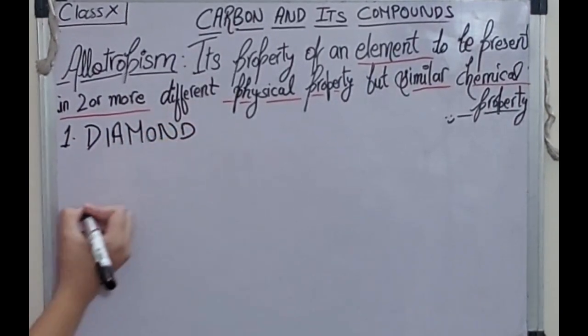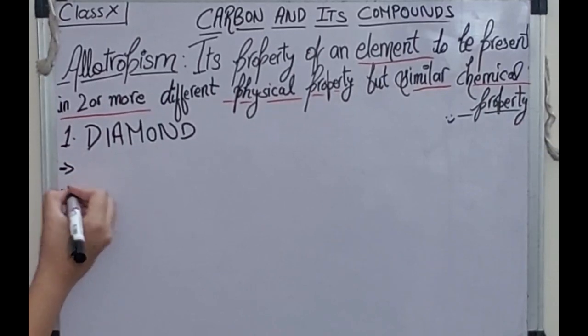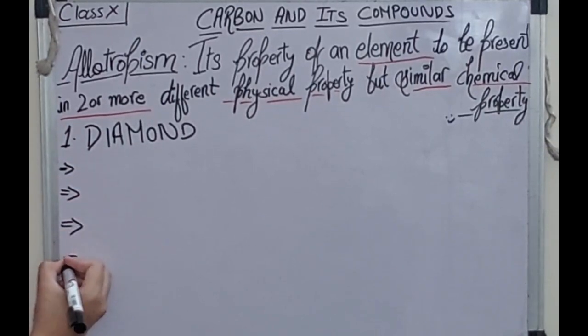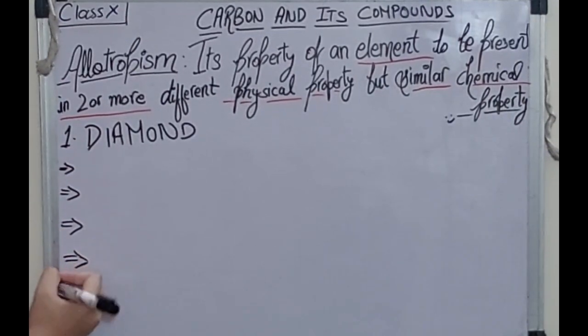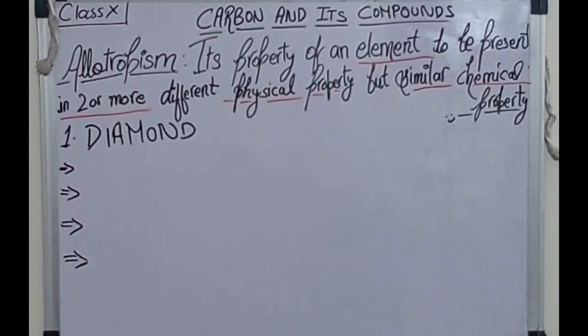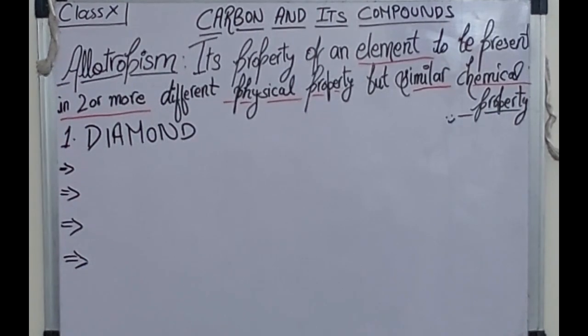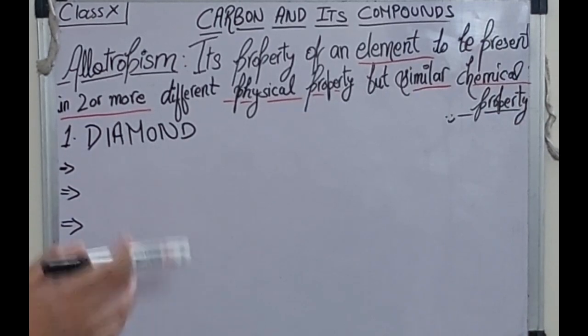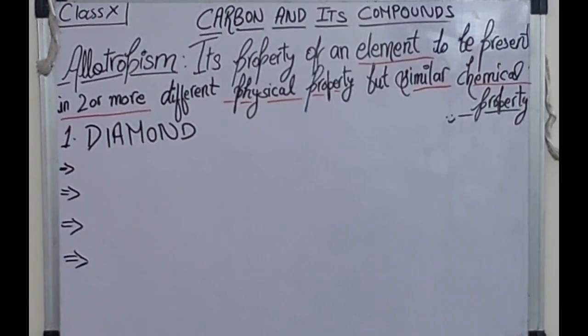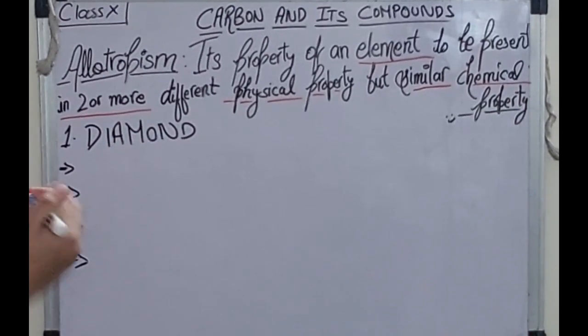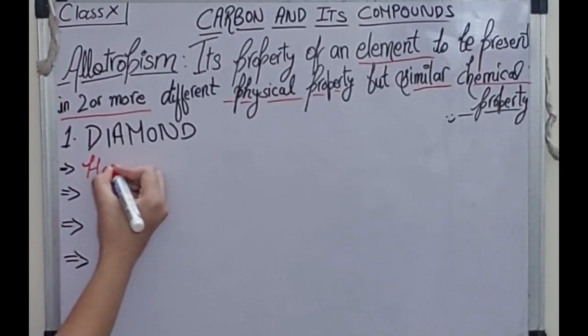First is diamond. Let me just draw the bullets here. I think this much is quite enough. Diamond. As soon as I say diamond, what comes to your mind? It might be luster, it might be the beautiful jewelry made of diamond, but let us dig into chemistry. Diamond is the hardest substance.